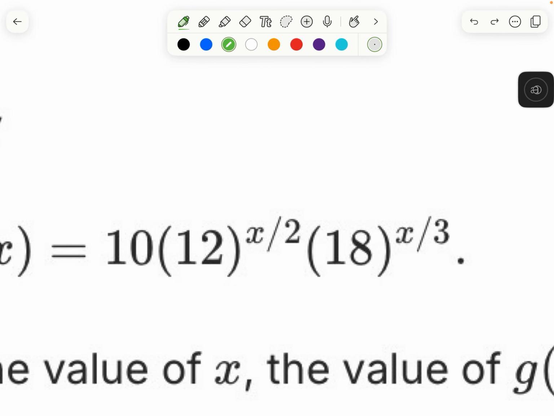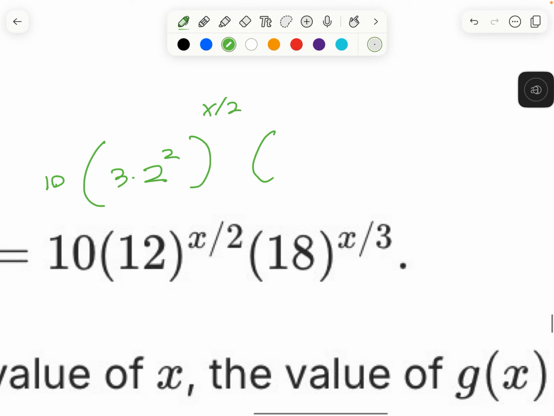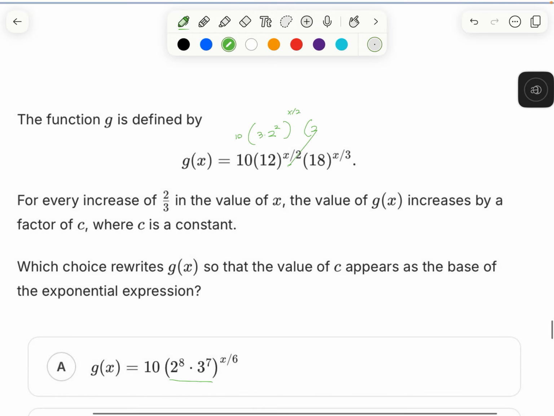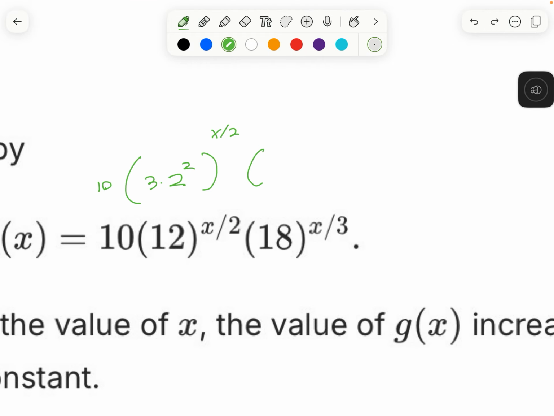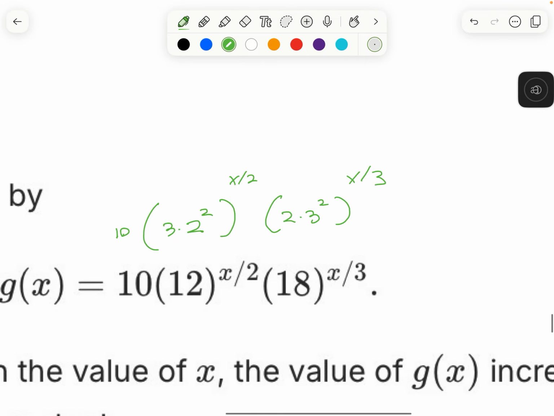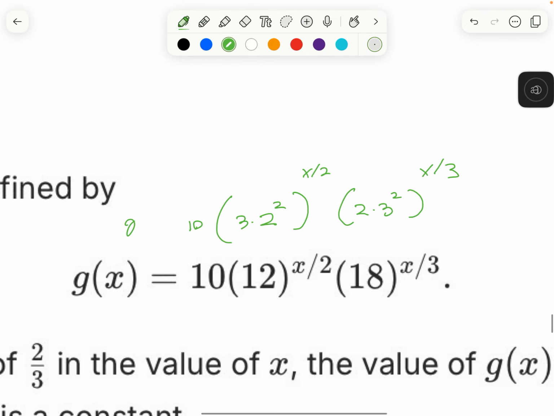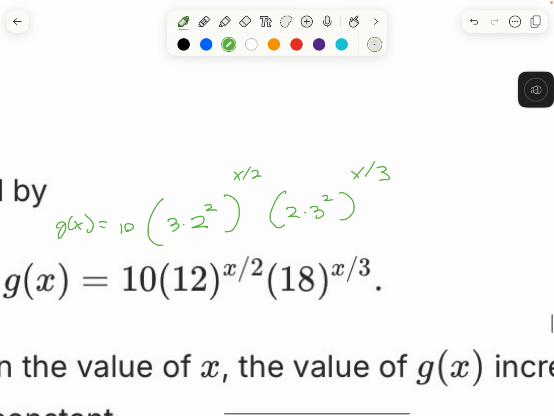The 12, think about how you get 12. Well, 12 is 3 times 2 squared, and of course that's to the x over 2 power. And then 18, well, that's 2 times 3 squared, to the x over 3. All right, so that's g of x also. But we're not quite done.